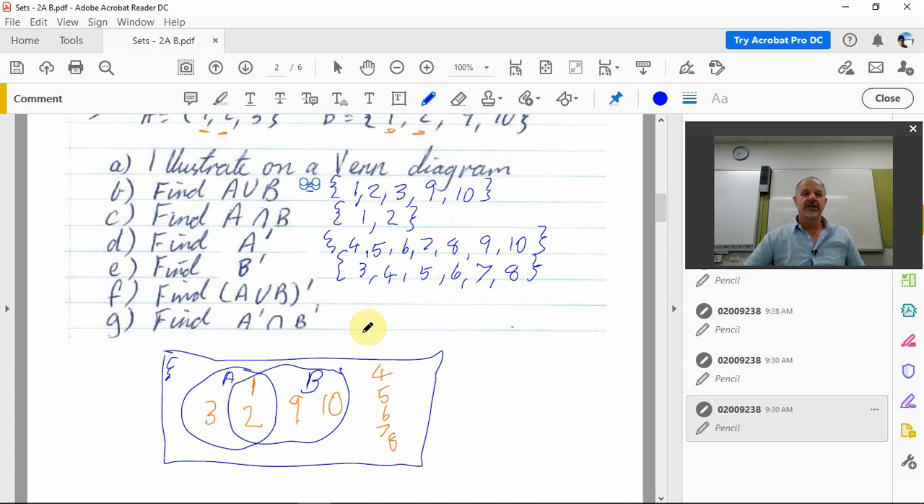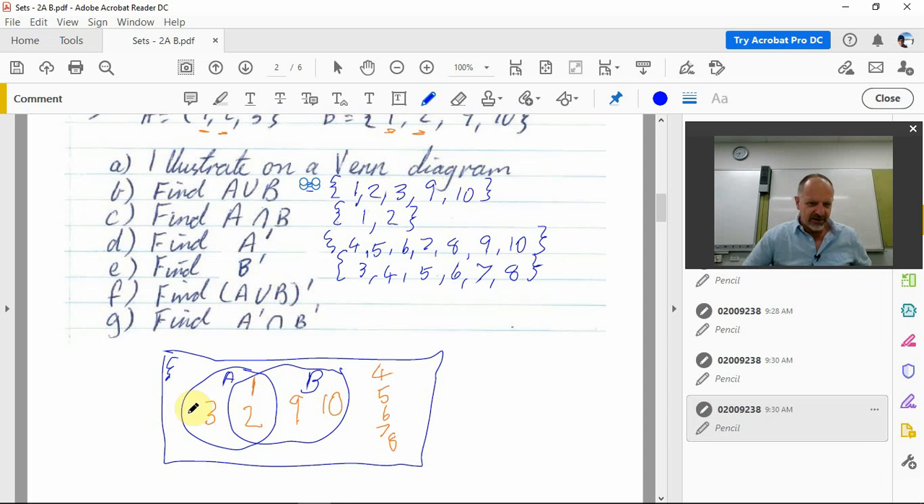Let's have a look at the next one. So now we've got some brackets, and the BODMAS kind of thing that we've been used to doing with brackets applies here. So it's A union B, there it is up there, and then the complement of that. So what that means is that everything that is not in A union B, so everything else other than those numbers.